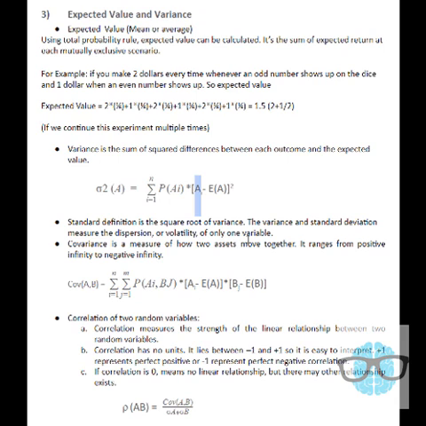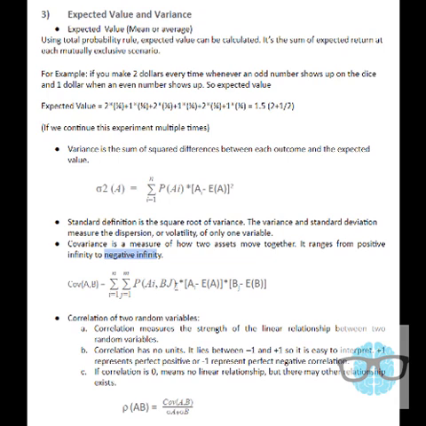Both are measures of dispersion, or volatility, of only one variable. So far we're talking about only one variable. Covariance is a measure for two variables. It measures how two assets move together, whether they have positive covariance or negative covariance. It goes from positive infinity all the way to negative infinity.